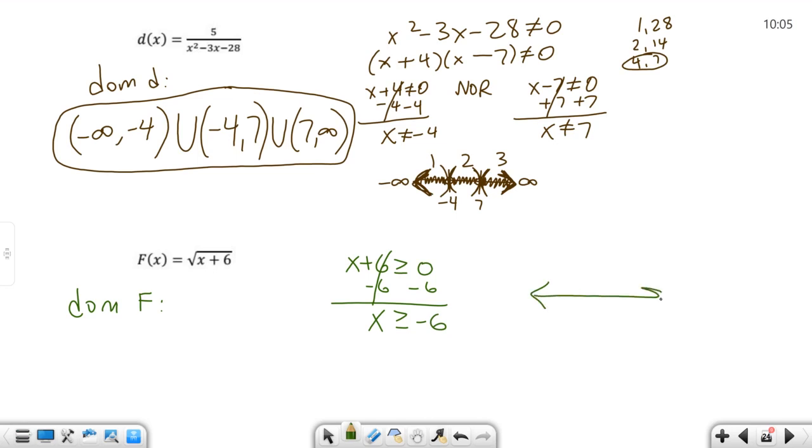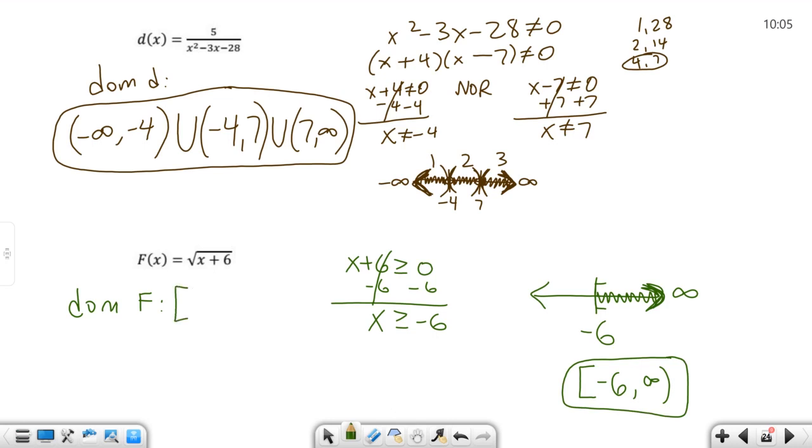So then on my number line, I care about what? One number, negative 6. Which way is greater than negative 6? It's out here to the right. And again, I shade all the way to my arrow. My arrow represents infinity. What goes around negative 6 here? It's a bracket, because it equals. If you equal a number, it's going to be a bracket. So we have bracket, negative 6, comma, infinity, and that's a bad infinity, so I'm going to come back and do it again. So then there's your domain here: bracket, negative 6, infinity.